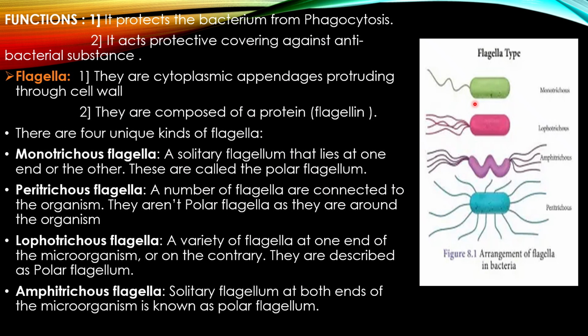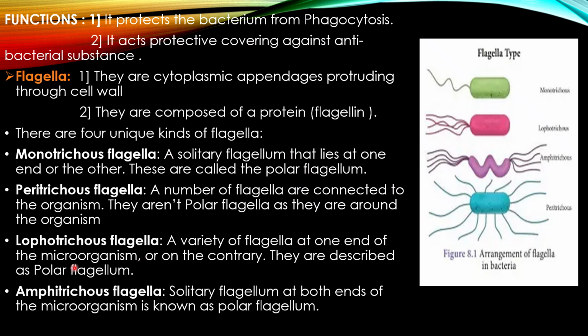And then second is peritrichous flagella. A number of flagella are connected to the organism, all around the organism. So this is peritrichous. As you can see here, it is entirely covered with flagella. These are not called polar because it's completely surrounded.